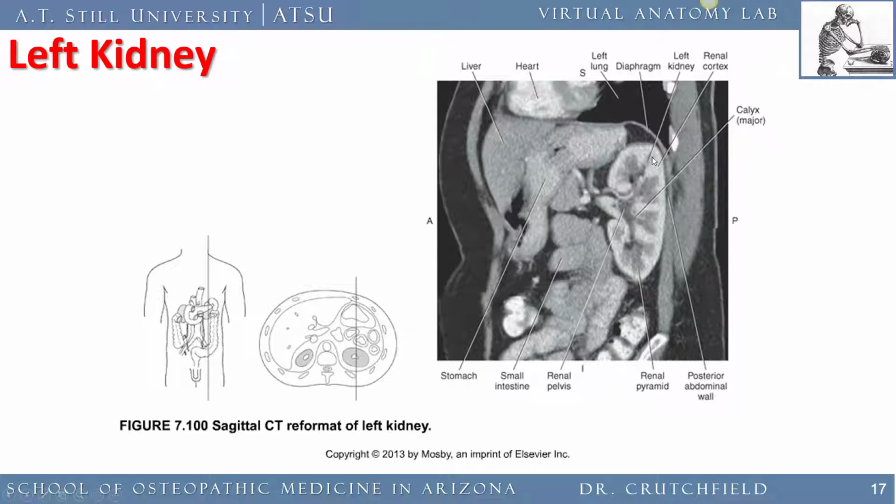We can see the left kidney, of course, the renal cortex here. We can see the major calyce here. The renal pelvis makes up all of this. Renal pyramids, of course. Right here's a pyramid. There's a pyramid. And the posterior abdominal wall with the diaphragm coming up here. Here's lung. Here's the heart. Here is a portion of the liver. This, of course, is stomach coming down to eventually what's going to give us the duodenum.